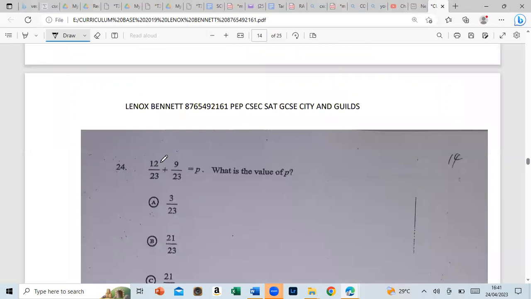If 12 over 23 plus 9 over 23 is equal to P, what is the value of P? So basically, when the denominator is the same, we just add the numerators, so we add the 12 and the 9, that's 21. So it would be 21 over 23. Nice question though.